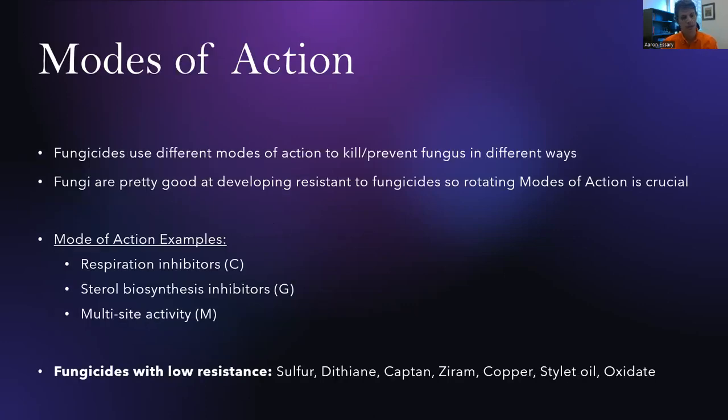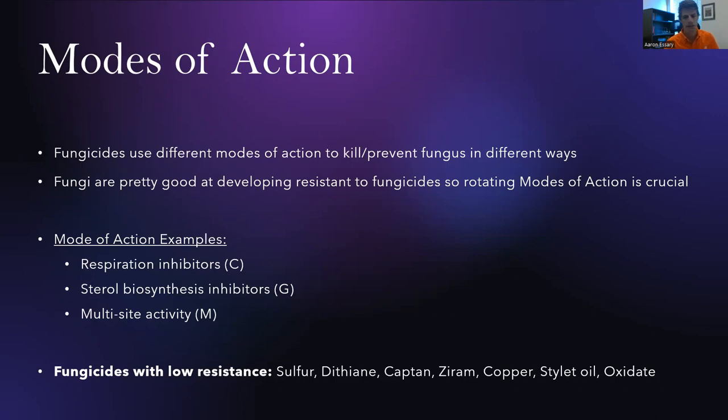Your modes of action. Fungicides use different modes of action to kill or prevent fungus in different ways. And again, fungus are pretty good at developing resistance. So it's important to always change your mode of action at least every month or so. If you're just spraying Pristine, Pristine, Pristine, Pristine, by the end of the growing season, fungus has developed a resistance to Pristine. So then you've got to switch. That's why you switch your modes of action. You've got to go to something else, Captan or Rally, or just something that's different than that mode of action.